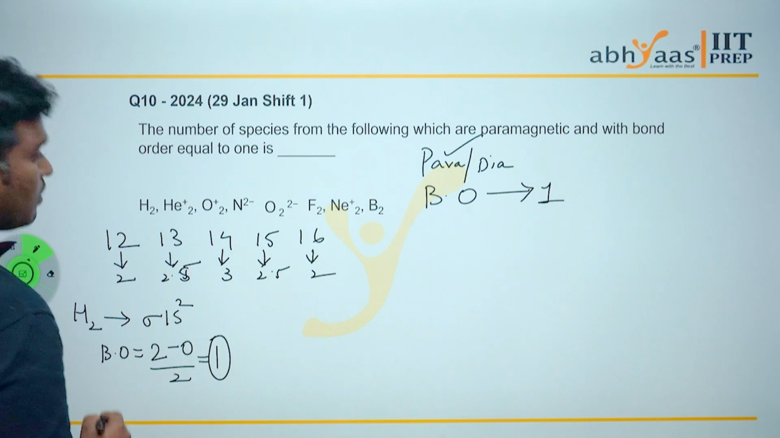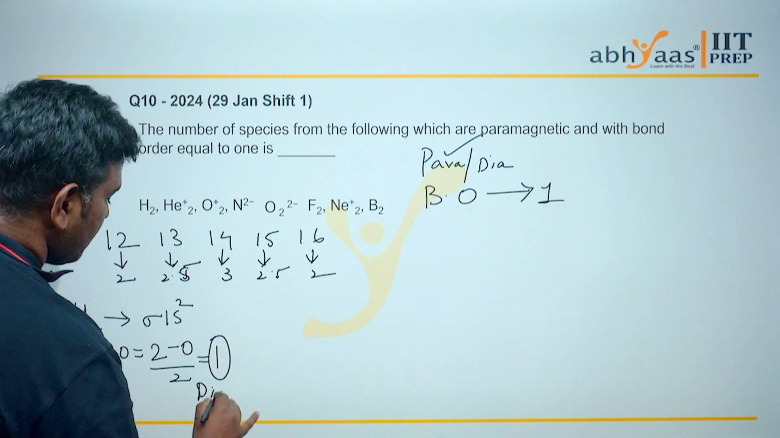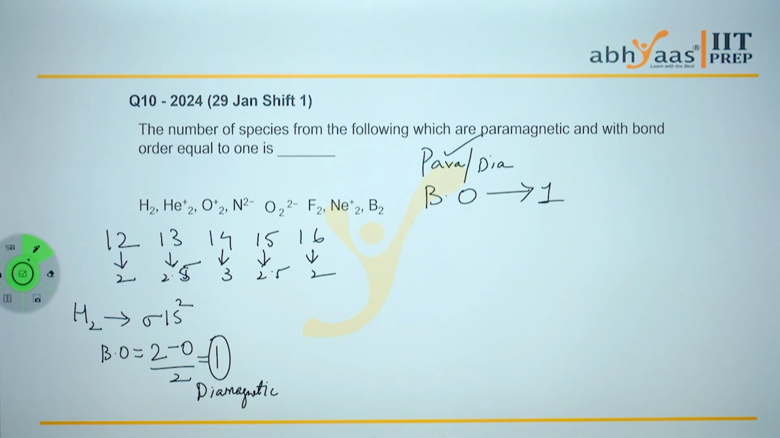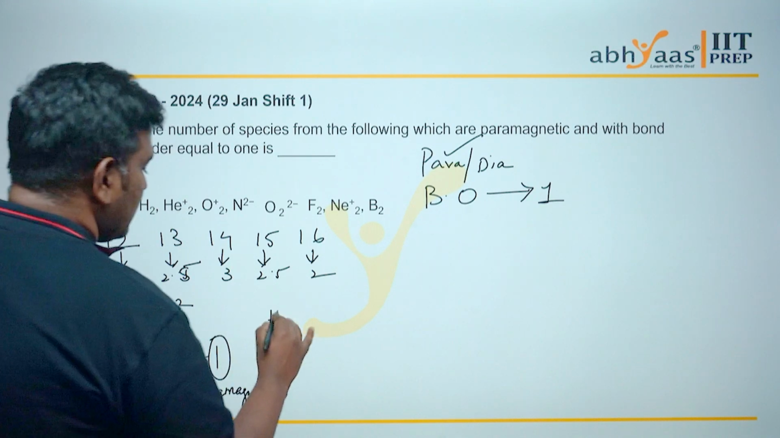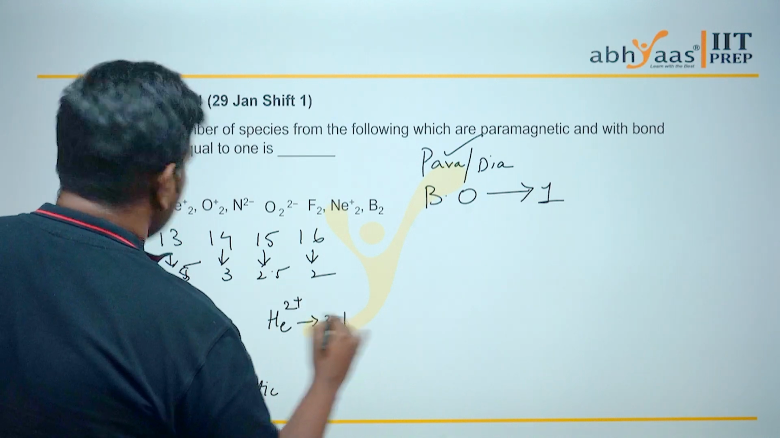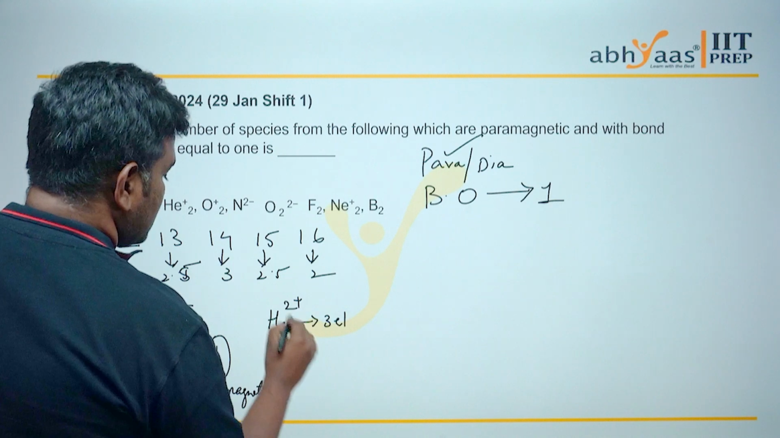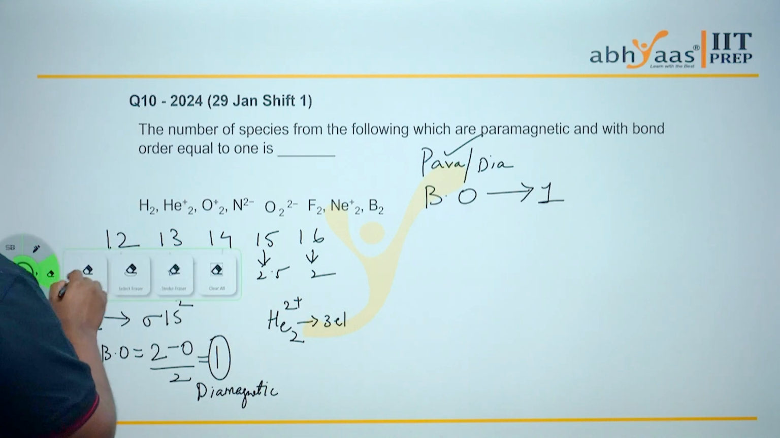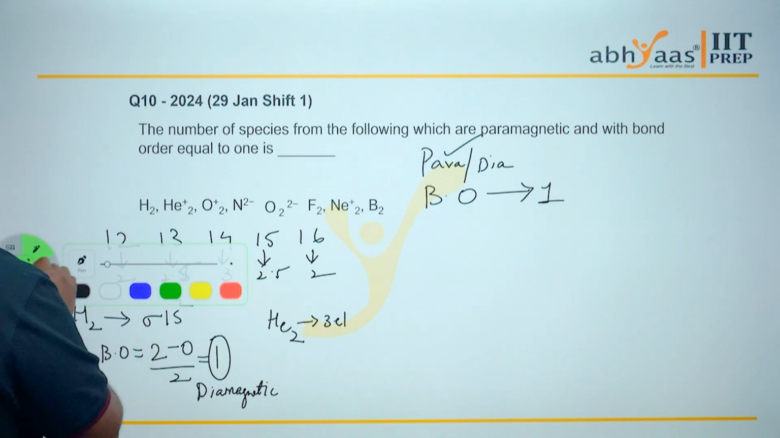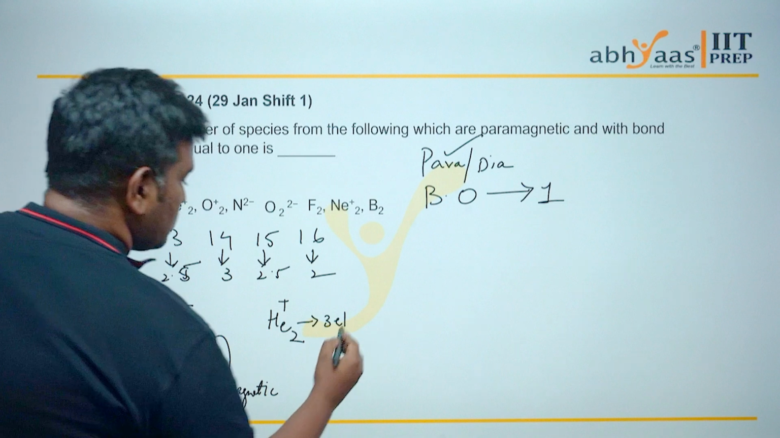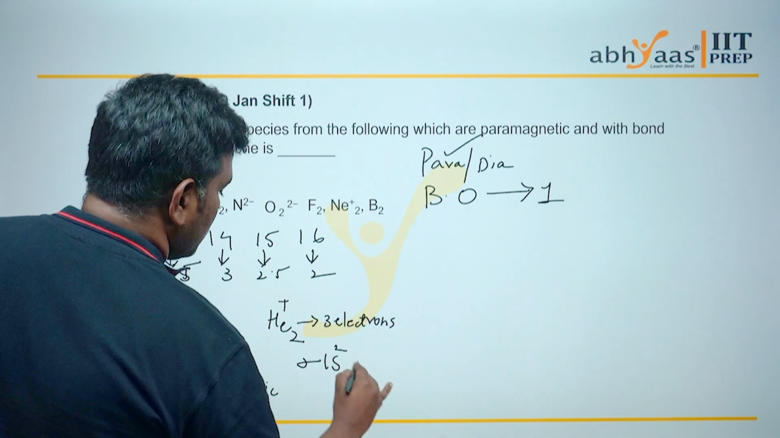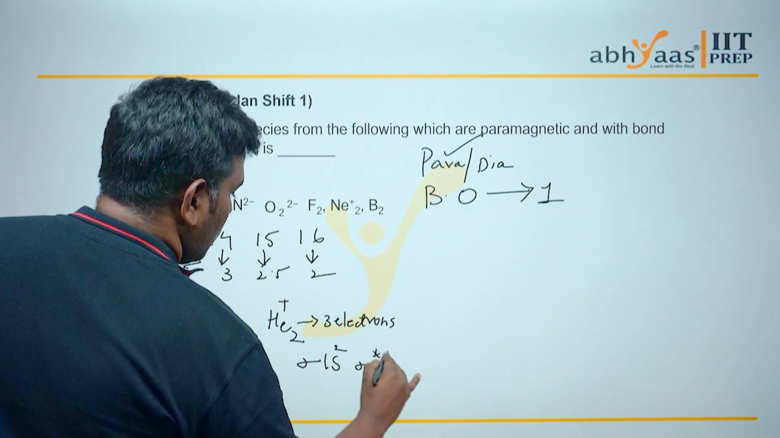So we can see that the bond order is 1, but it is diamagnetic. In this first case, bond order is 1, but it is diamagnetic. Now go to He2 plus. It is not He2 plus, it is He plus. So He2 plus will have 3 electrons, and we can fill it as sigma 1s2, sigma star 1s1.